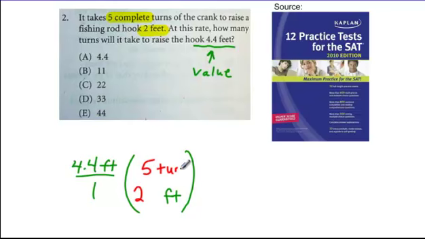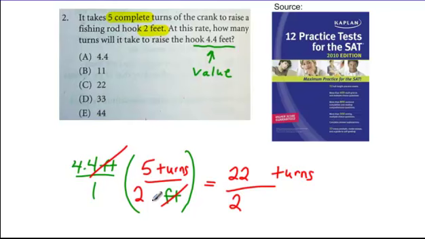So we'll multiply our starting value by the fraction of 5 turns over 2 feet. We have feet on the top and feet on the bottom, so they cancel. Across the top, we have 4.4 times 5, which equals 22, and the only unit left is turns. Across the bottom, we have 1 times 2, which equals 2. Now we can divide 22 by 2, and the answer is that it takes 11 turns of the crank to raise the hook 4.4 feet.